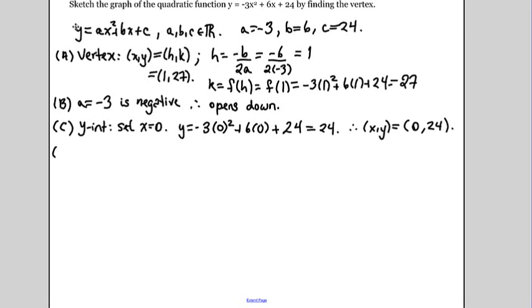Finally, we want to know if the parabola crosses the x-axis. In other words, we want to find the x-intercepts. Remember that parabolas don't necessarily have x-intercepts, but given what we've already found, there's a way for us to tell right away if ours does or not. We observe that the vertex 1, 27 lies above the x-axis. Since the parabola is opening downward, it must cross the x-axis at exactly 2 distinct points.